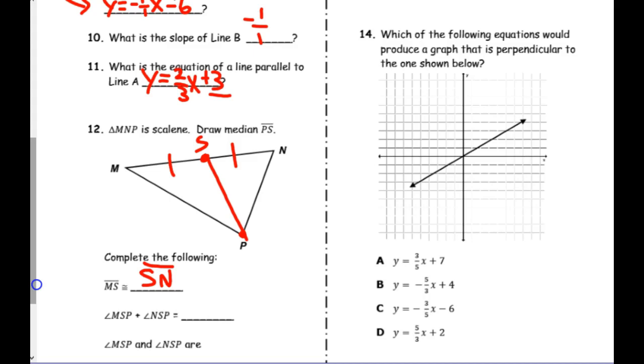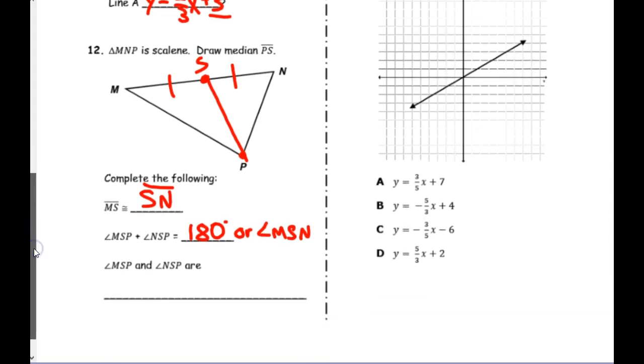The angles MSP plus NSP equal how many degrees? 180 degrees. Or MSN, that's a flat line. MSP and NSP are called what? So again, this angle and this angle are right next to each other and they make a straight line. We call that a linear pair. We also call it supplementary, right? Alright.